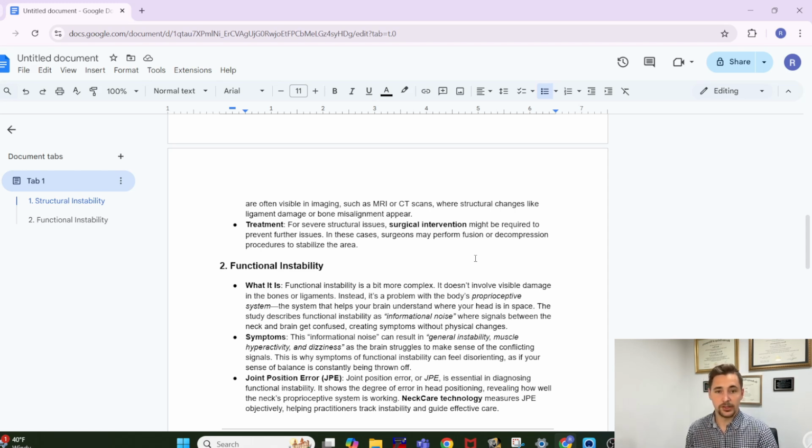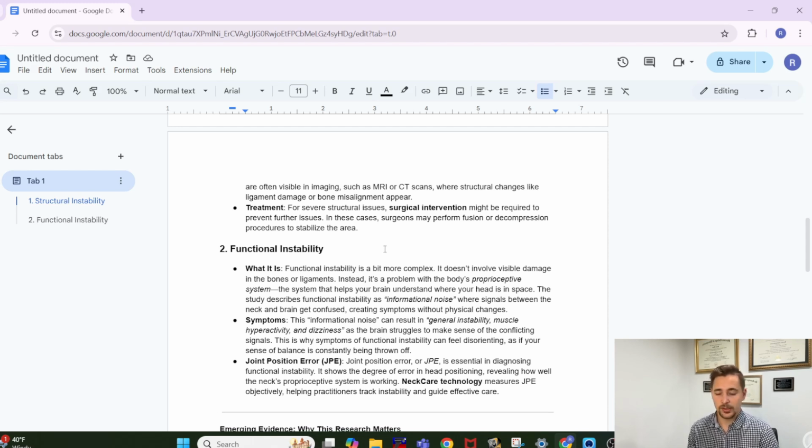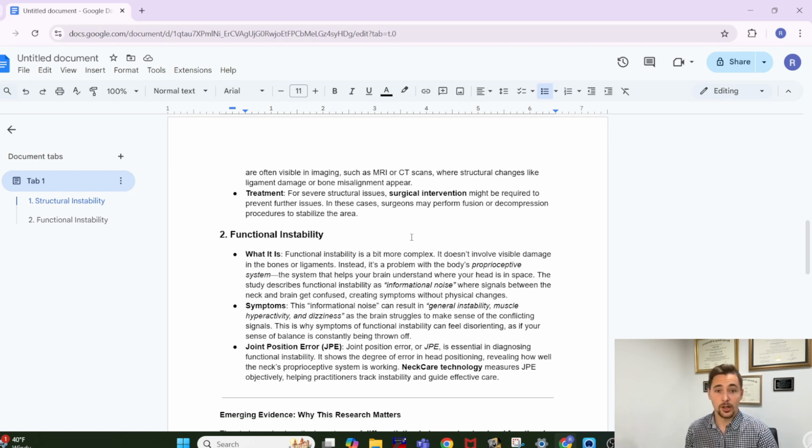And that's in these severe cases where you need a surgical intervention to stabilize the area. Some common things that surgeons might do is fuse the area or do some sort of decompression procedure. This is done to help prevent further issues in the future. Again, it's more severe cases that need these types of procedures to help stabilize that area.